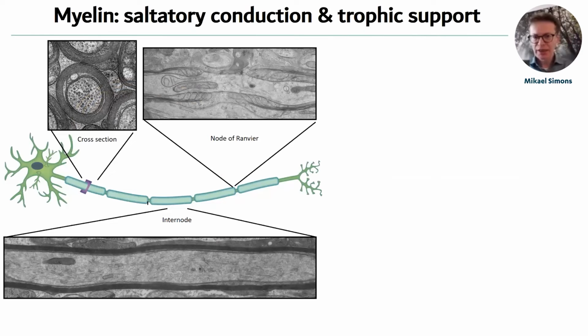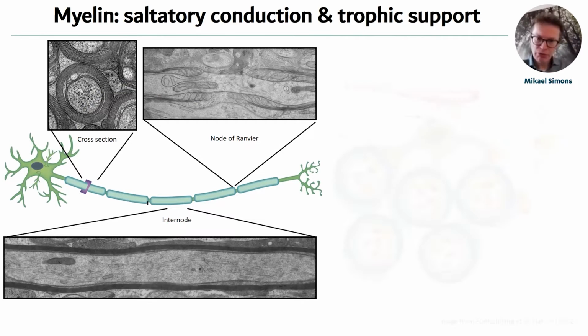Now the result is stretches of myelin that are arranged along the axon in a characteristic pattern. These stretches are interrupted by small gaps. They are called nodes of Ranvier, where the action potential is generated. And by this arrangement, the action potential can jump from one node to the other. This is the basis for saltatory nerve conduction, and this makes our nerves much faster than they would be without myelin.